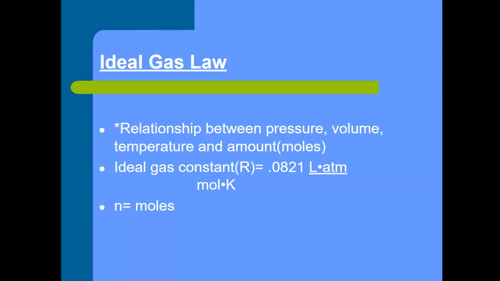We are going to be using the ideal gas constant of R equal to 0.0821, and the unit label should be written as liters times atmospheres over moles times Kelvin. So that should be the denominator then. And then, of course, our N is moles. All right, so you didn't think we could go very long without talking about moles, did you? All right, here we go.